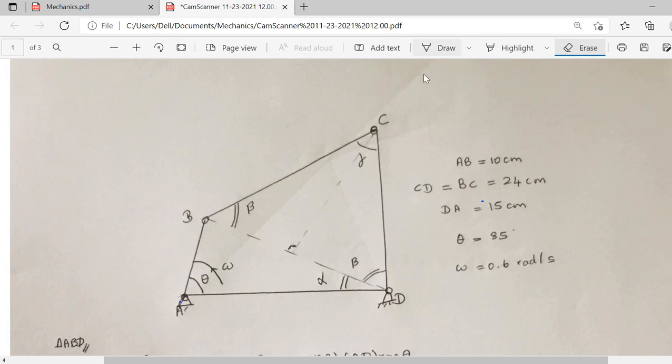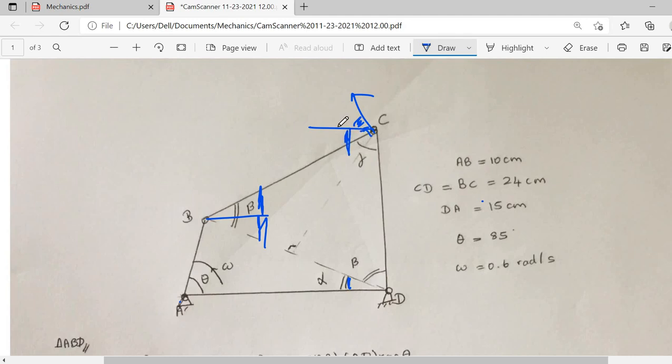As I have already mentioned, the relative velocity of the C point related to B would be at this 90 degree angle. But here you need to find the angle between the direction of the velocity relative to B and the horizontal direction. For that you can easily get it, because this is alpha, so this is also alpha. From that you can tell it would be beta minus alpha.